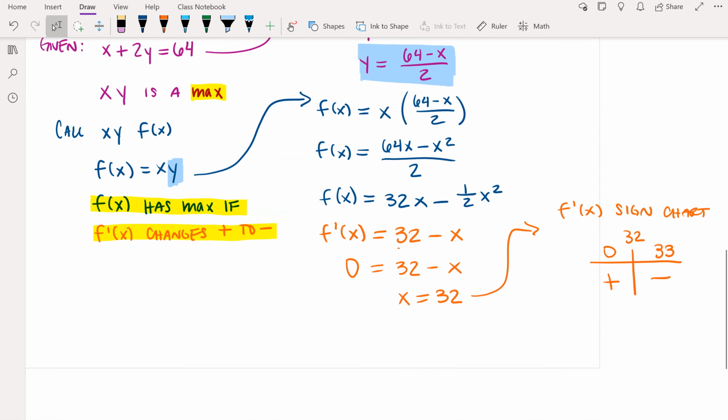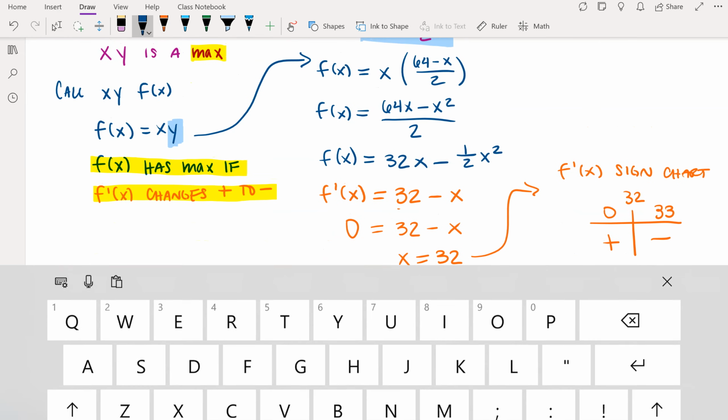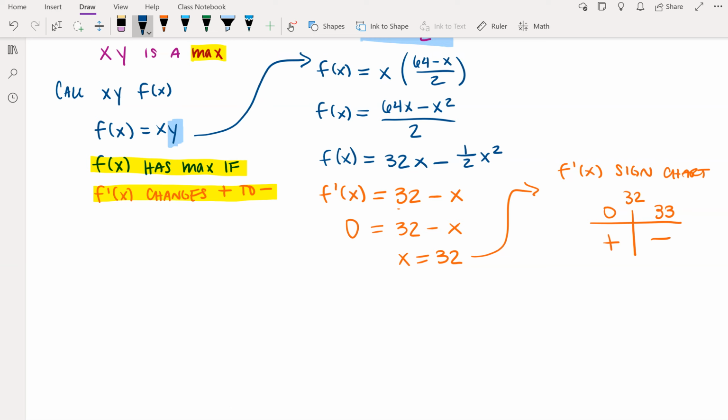So what's happening? Right here at 32, we could say f of x has a max at x equals 32 because f prime changes positive to negative at that x value. So y'all, good news. We just found x. We just found the x that we were looking for. We have a max when x equals 32.